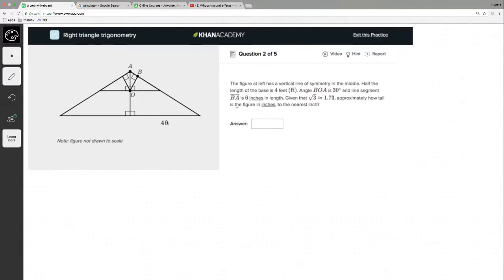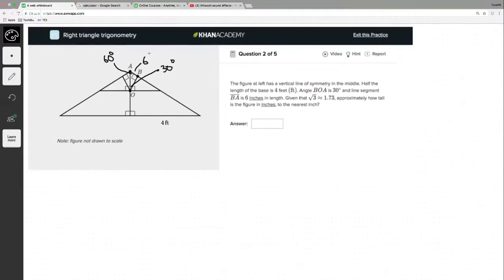And the line segment BA is 6 inches in length. So this guy is 6 inches. This is a 30, 60, 90, I believe. Let's see if I can do this without making this look crazy. What are we trying to do? How tall is the figure? Oh, okay, I got it. So this guy is 60 degrees. This guy, what did it say, BOA is 30? This guy down here is 30 degrees.